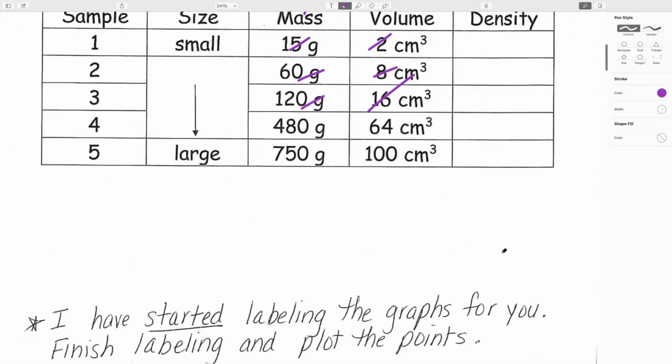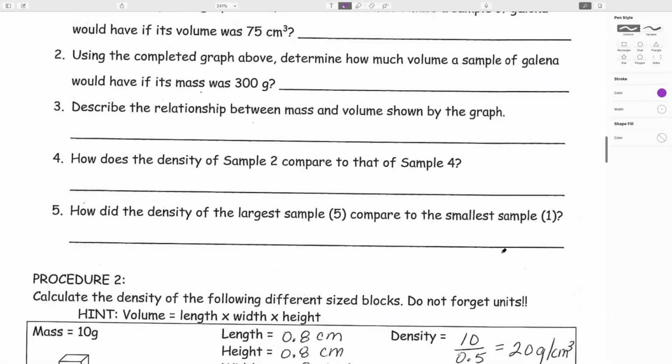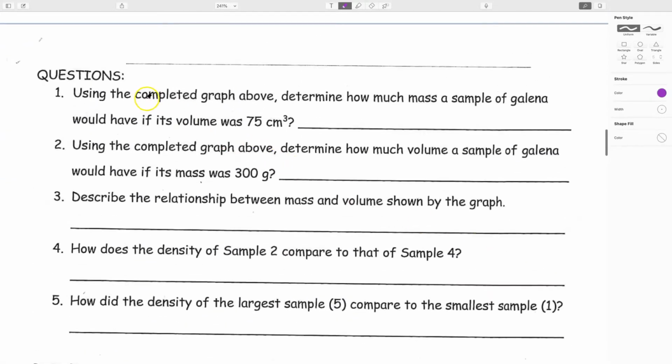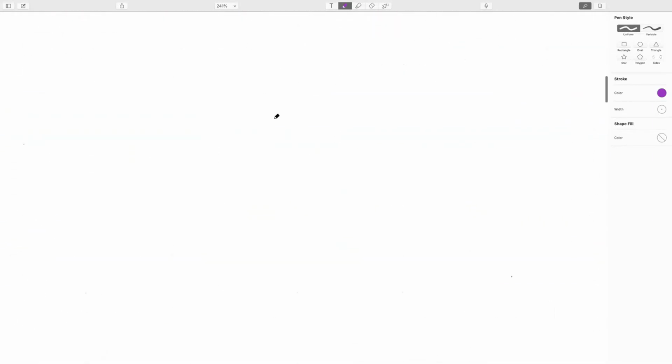So once you do that, your procedure number 2 is done, which brings you over to some questions. And it says, using the completed graph above, determine how much mass a sample of galena would have if it had a volume of 75. So you're supposed to use your graph that you completed.